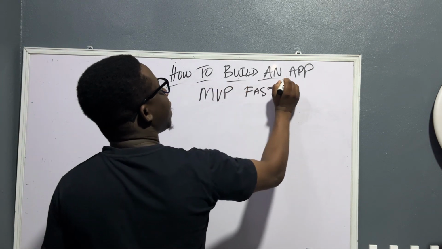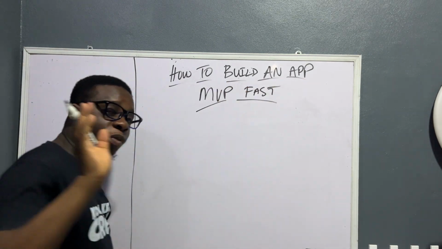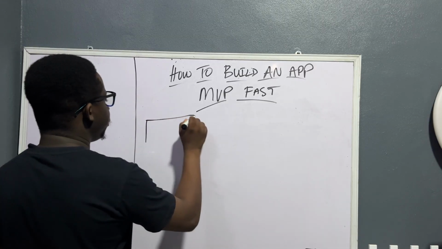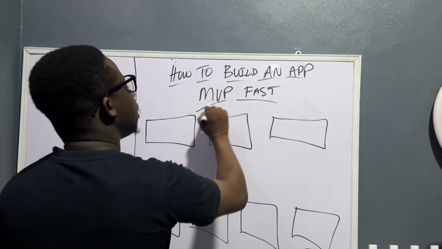How to build an app MVP fast. So we're going to be doing this in 7 steps. I'm going to just draw 7 boxes. So the first one, MVP.